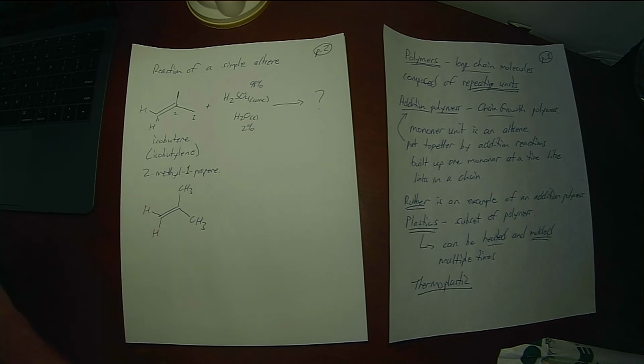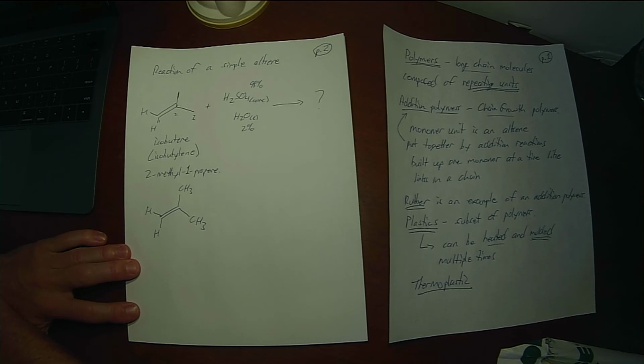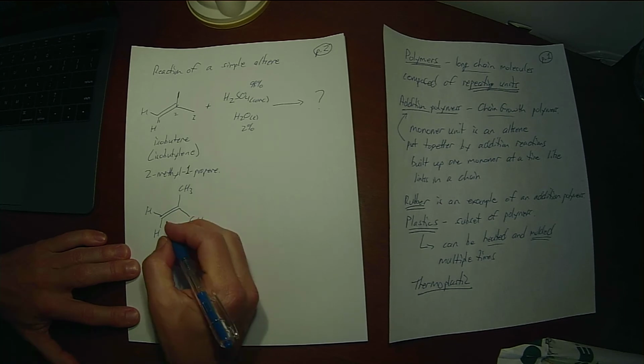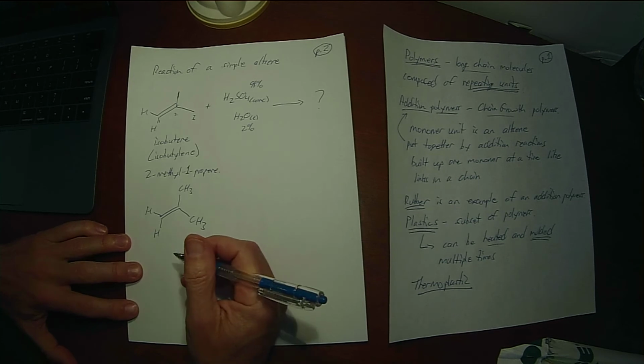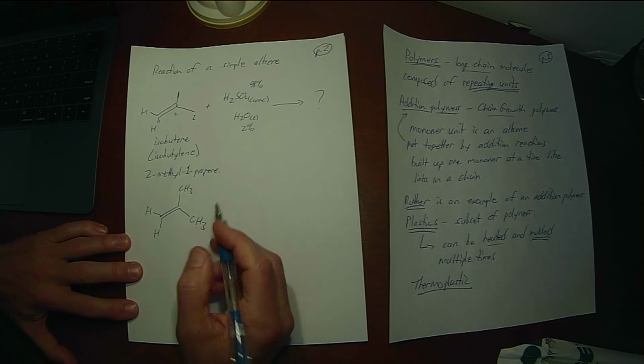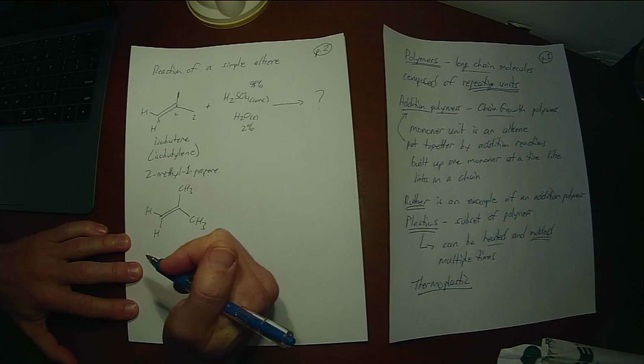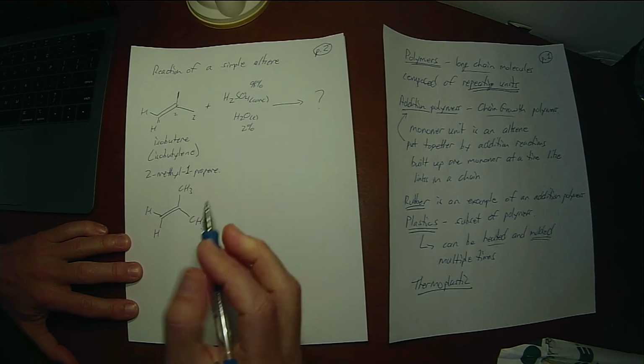What would be the first thing you would do for the mechanism of sulfuric acid reacting with 2-methyl-1-propene? Get rid of the double bond. Have the double bond attach something. Yep, what's something? The water. Water is neutral, and it's not a very strong acid.